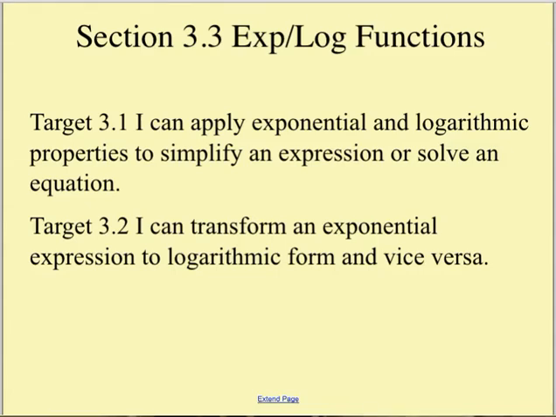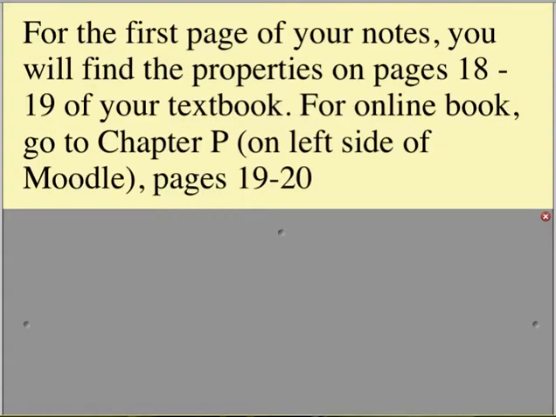This video is going to cover Section 3.3 regarding exponential and logarithmic functions, and targets 3.1 and 3.2. Now this is also going to cover a little bit of Section 3.2 regarding exponential properties. Your first page of your notes should all be review from Algebra 2.